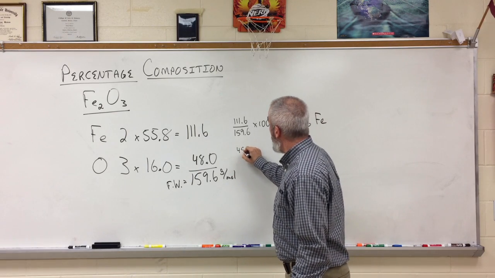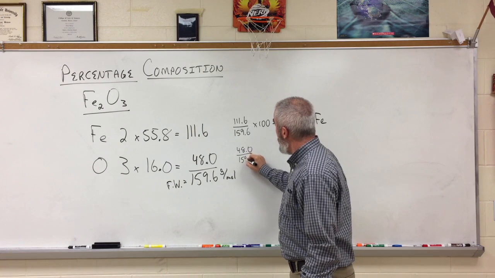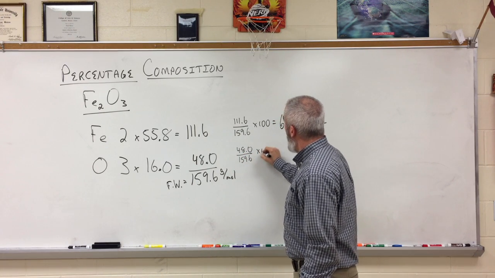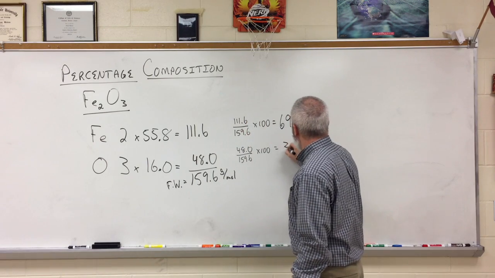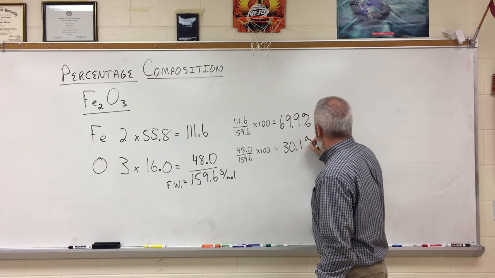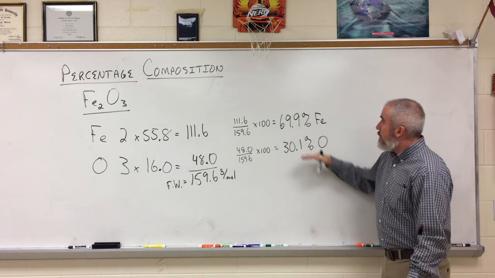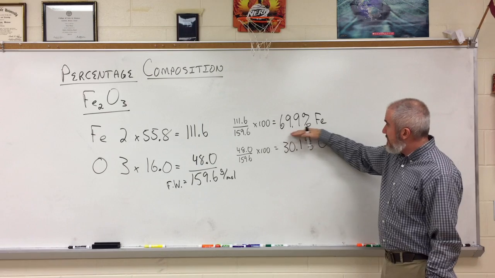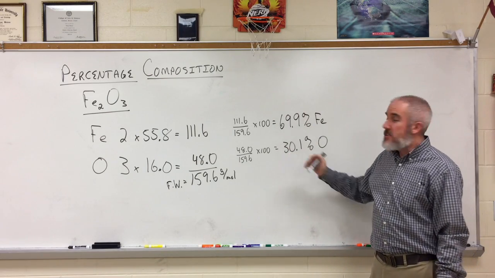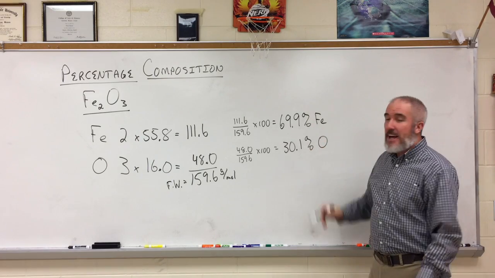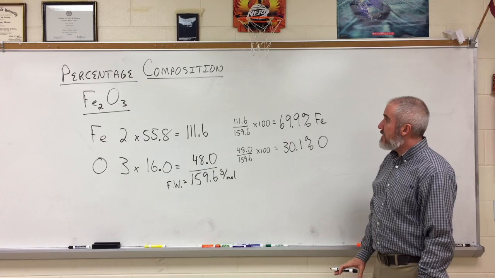By the same token, we do the same thing for the oxygen. I take 48.0 divided by the whole, which is 159.6, times 100, and we end up with 30.1% oxygen. Now we know that this substance is almost 70% iron and 30% oxygen. We should check it just to be sure that our percentages add up to 100. They should sum to 100, and then we know we've done our calculation correctly.